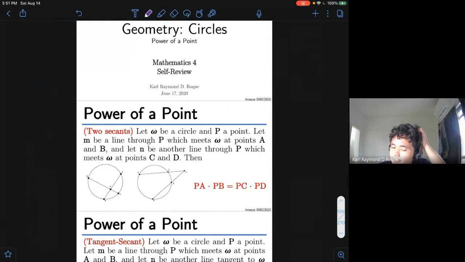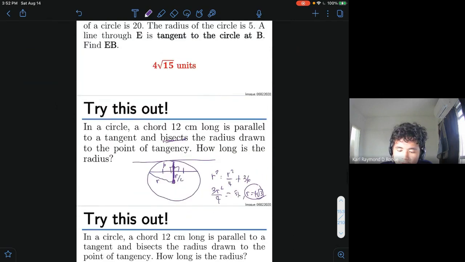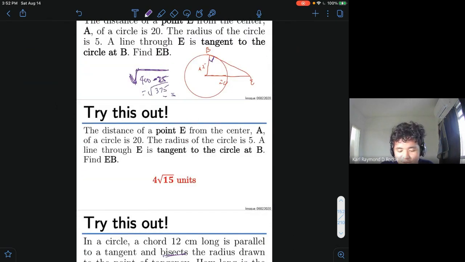Next, power of a point. Power theorems. Before I continue, na-gets ba yung huli kong sinabi? Okay, sige. Balikan ko ito mamaya. Or if anyone has a solution to this, please tell me. Talagang na-mind block lang ako, sorry. Pasensya na.